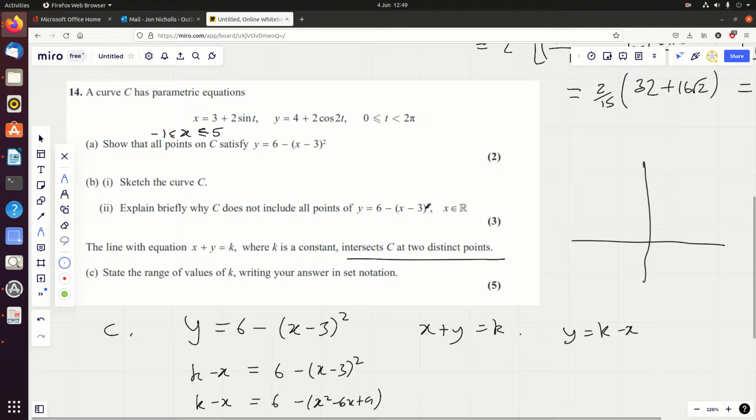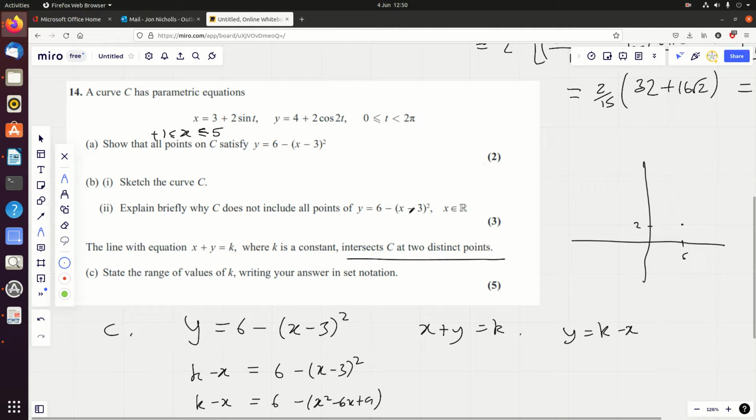Now, 5 minus 3 is 2, 2 squared is 4, 6 minus 4 is 2. So when x is 5, y is 2. If we can just get this roughly right. And when x is minus 1, you get minus 1 minus, right. Oh, was this 1 or minus 1? That should be positive 1, shouldn't it? I apologise for that, Amelie. So when sine t is minus 1, you get 3 minus 2, which is 1. So x is stuck between 1 and 5.